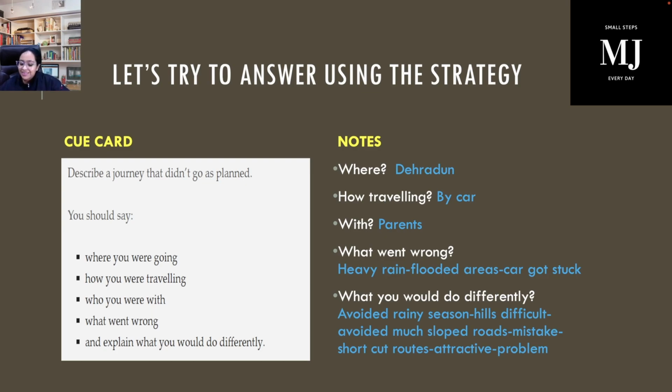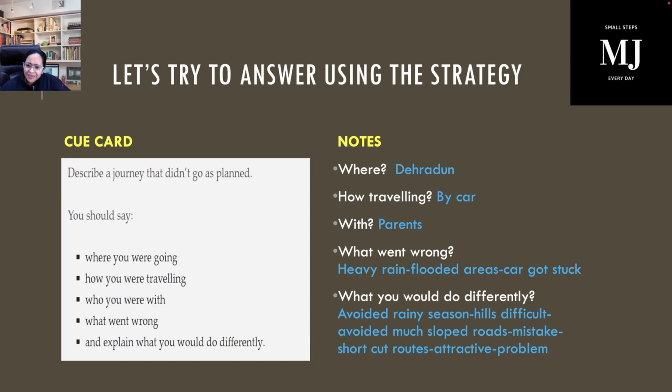Then also we could have avoided much sloped roads. Okay, these are shortcut routes and that is the reason they look attractive to us. But then we made a mistake there because they eventually became a problem. Got it? So that is how we do the cue card and that is how we utilize that 1 minute, guys. I hope this is clear.